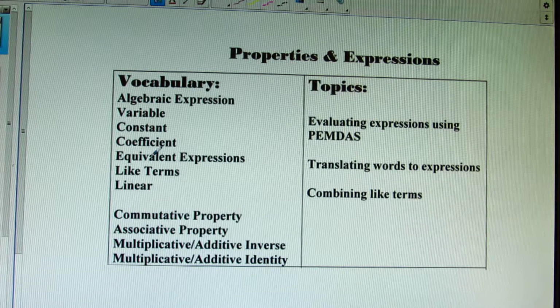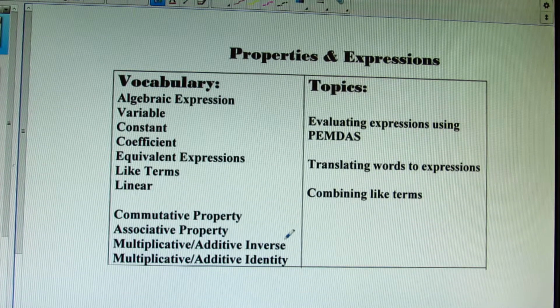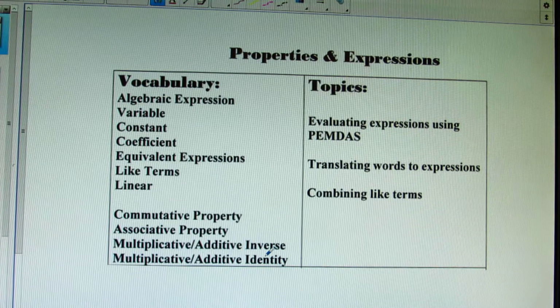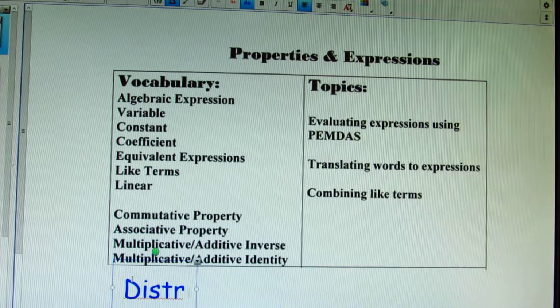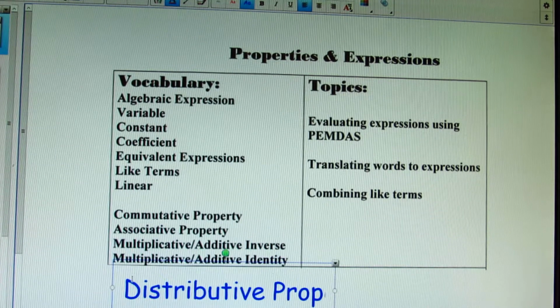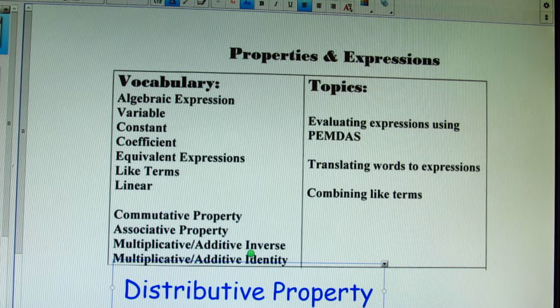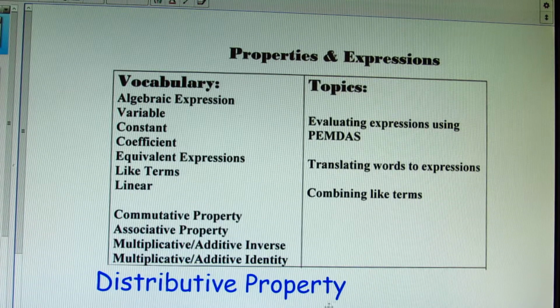You need to know what equivalent expressions are. Well, if I distribute, my expression is the same as the expression I started with, so those are equivalent. Like terms and the word linear, as well as our properties: the commutative property, the associative property, the multiplicative and additive inverses, the multiplicative and additive identity, and I'm actually going to add another one, which is the distributive property. All of these properties will be on your test.